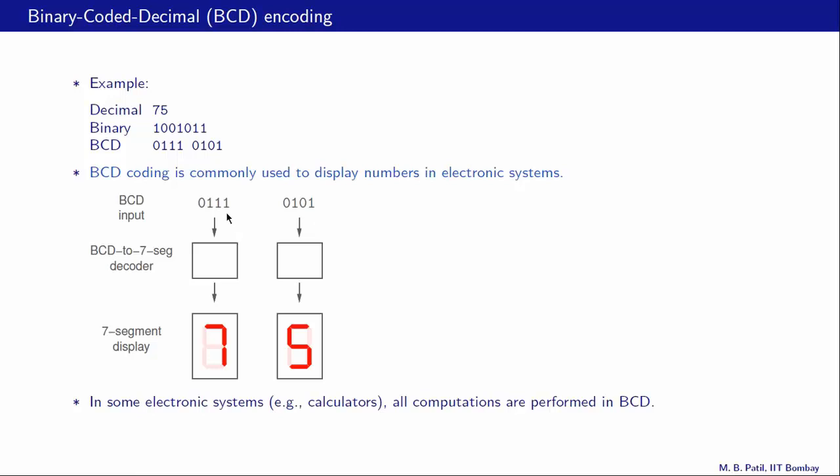This binary input is given to this chip called the BCD to 7 segment decoder, and the output of that is given to this 7 segment display unit, and that is how this 75 would be displayed.